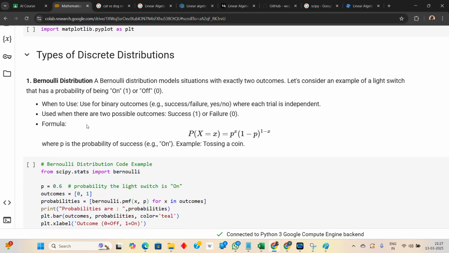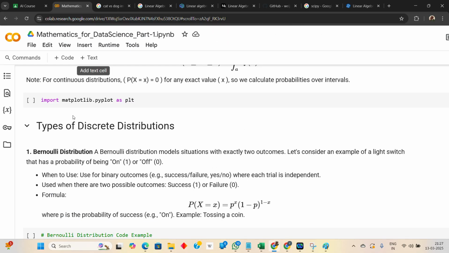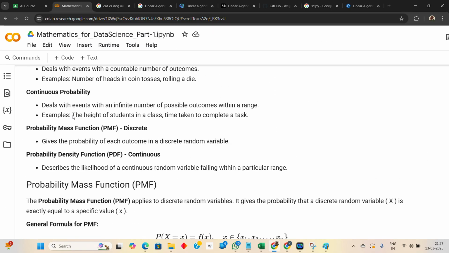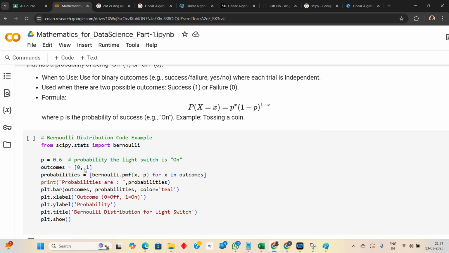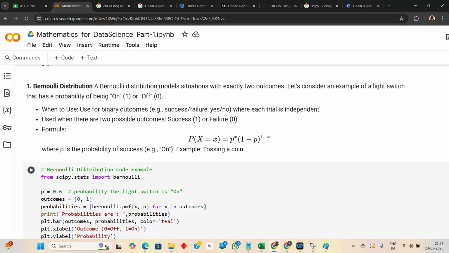I already mentioned there are two types of probability, discrete probability and continuous. Again, in discrete there are some types, and in continuous there are some types. I will provide very good examples, so remember those examples. Definitely in your life you will never forget these probability concepts.